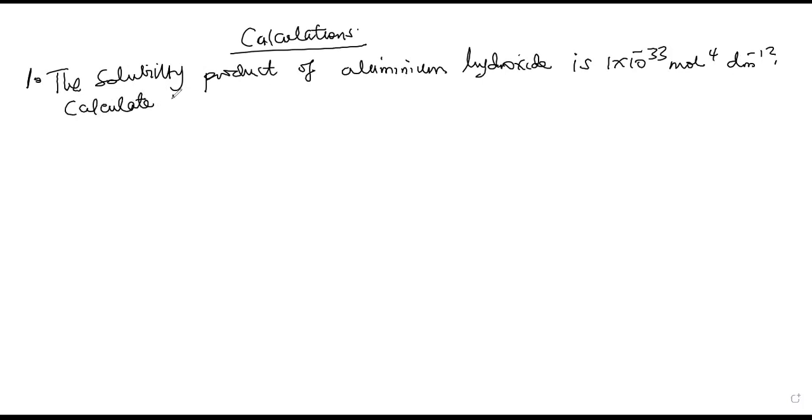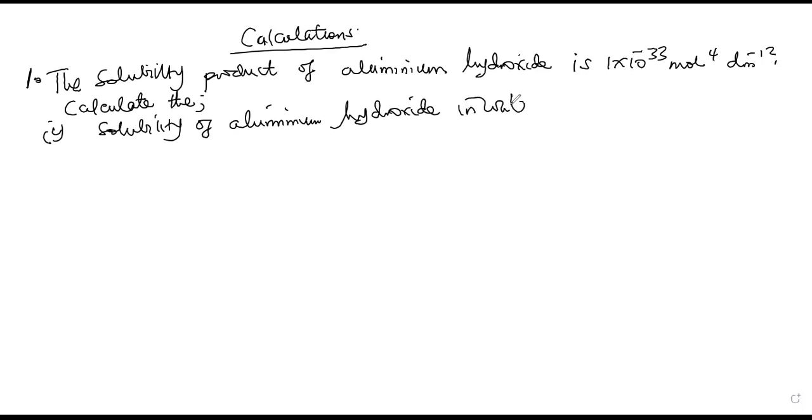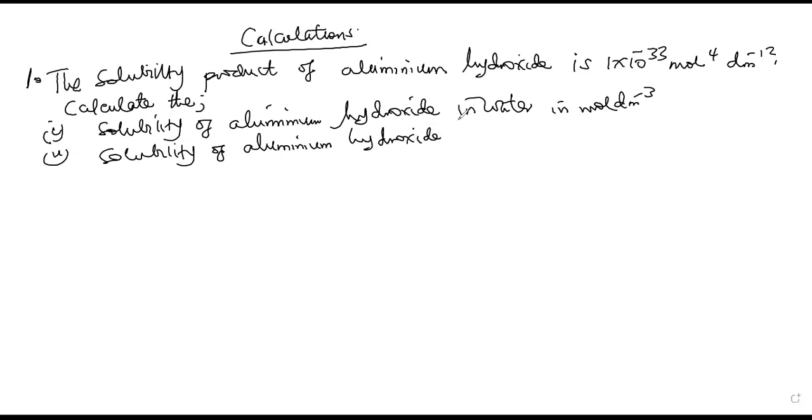Calculate, Roman 1, the solubility of aluminum hydroxide in water in moles per decimeter cubed. Roman 2, solubility of aluminum hydroxide in 0.01 molar sodium hydroxide solution.